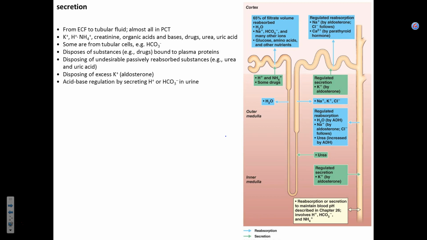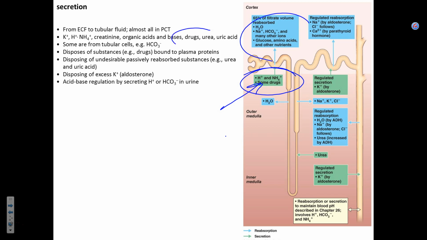Secretion, I can tell you up front, I don't really ask much about the secretory processes. Most of the secretion in the proximal convoluted tubule, okay, right here, is hydrogen ions and ammonia. What's the importance of secreting hydrogen ion and ammonia? What do you regulate when you get rid of hydrogen ion? Acidity. It's the regulation of acid-base balance. That makes sense?